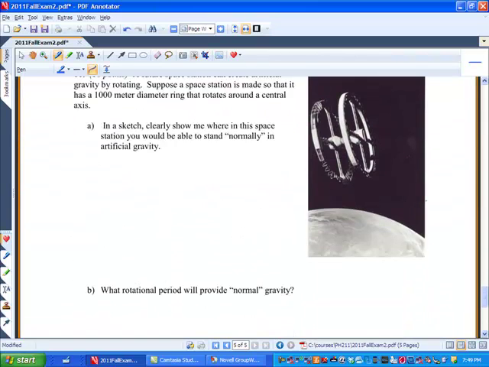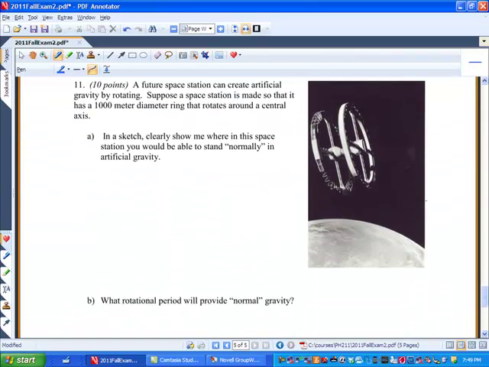Okay, finally, number 11. A future space station can create artificial gravity by rotating. In a sketch, clearly show me where in this space station you would be able to stand normally in artificial gravity. I'm going to draw one of the rings of the space station exactly face off so we can look at it.